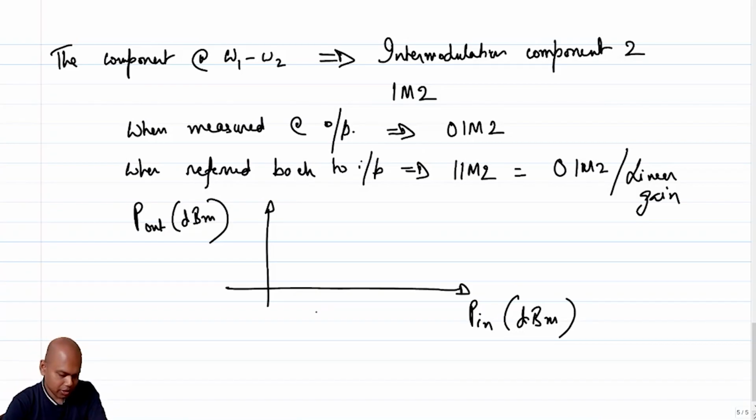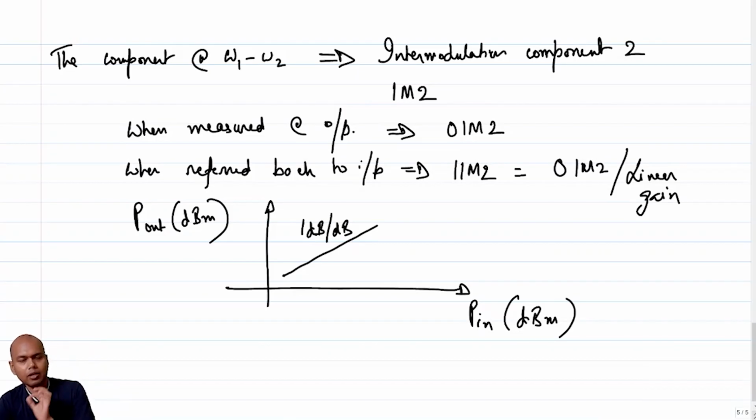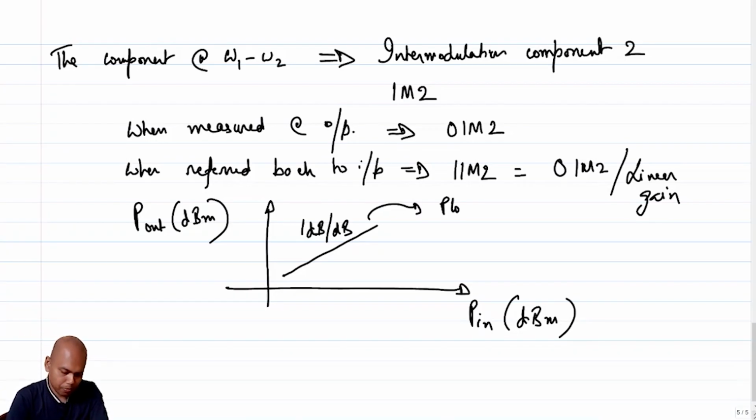So essentially this is a linear line of 1 dB per dB slope, not per decade. For every 1 dB increase in the input, the output goes up by 1 dB. So this is the strength of the fundamental component, this is the plot of the fundamental.